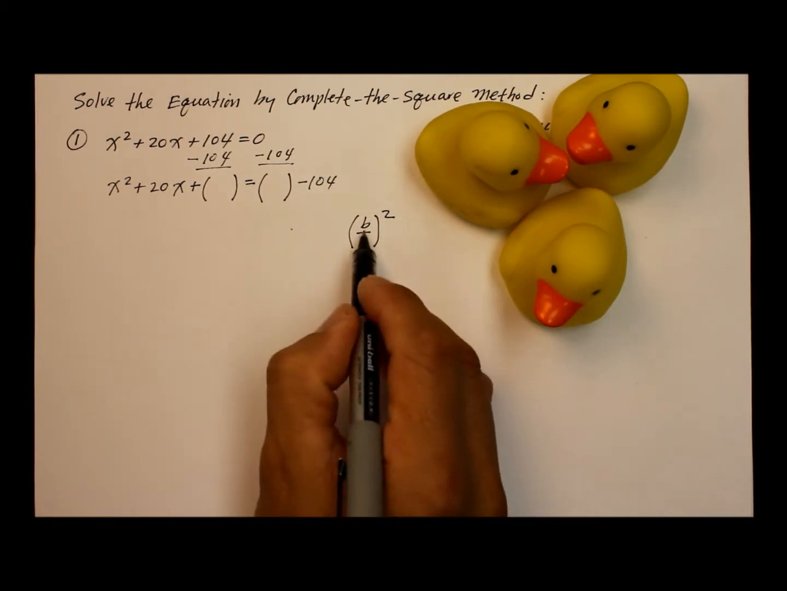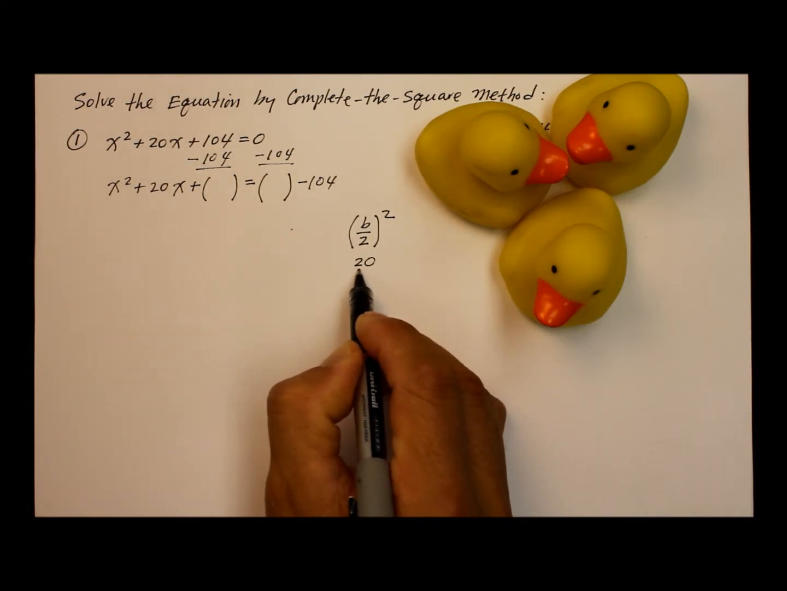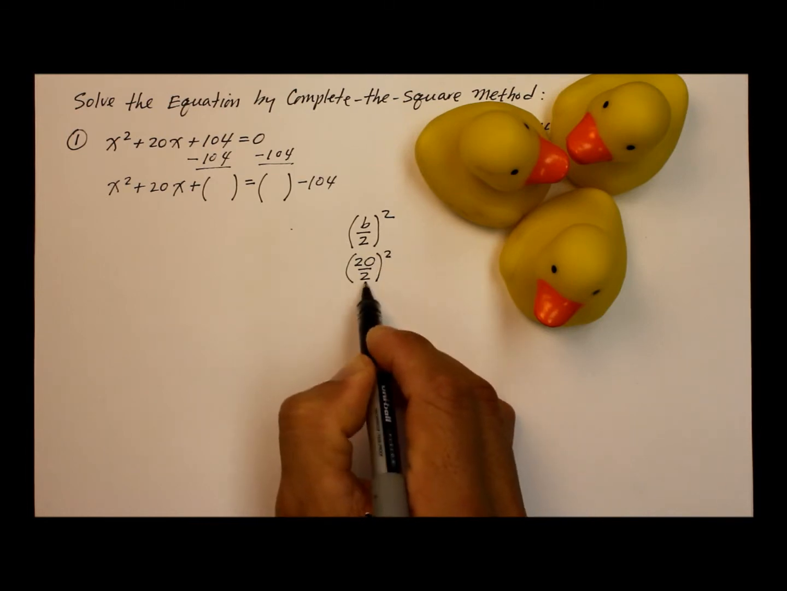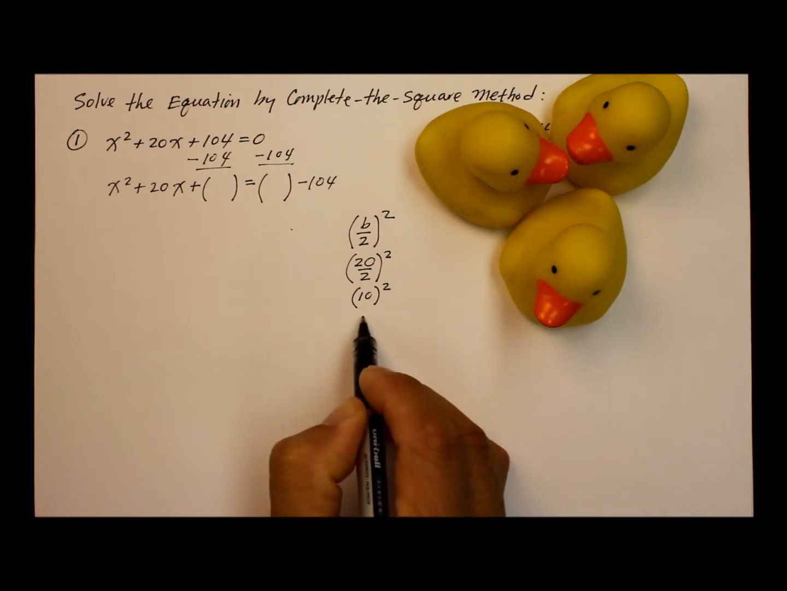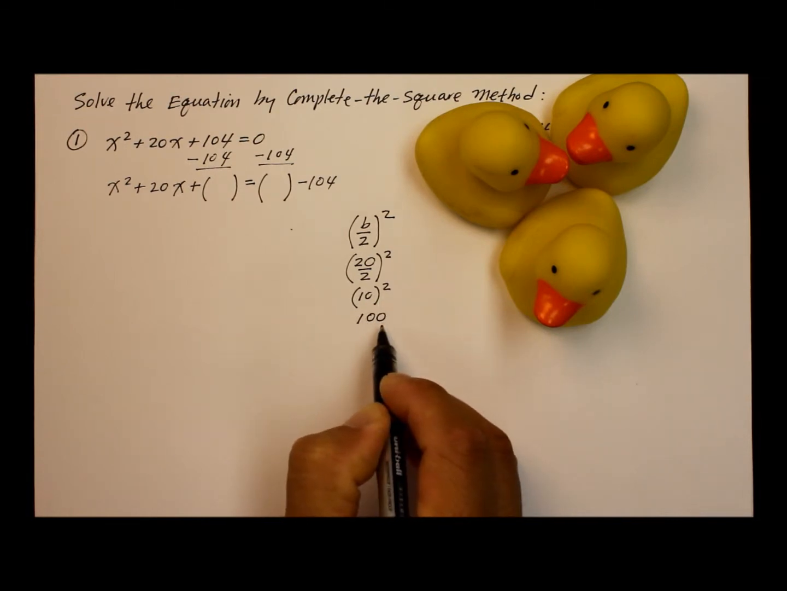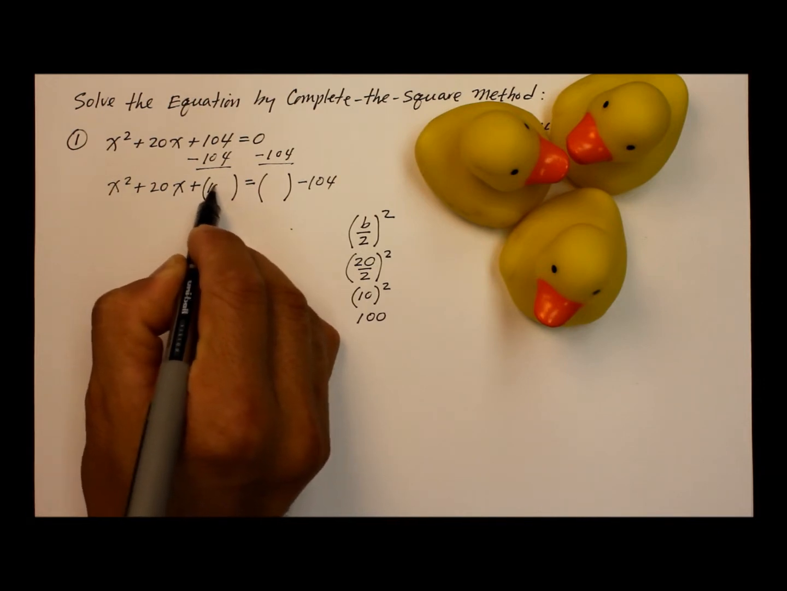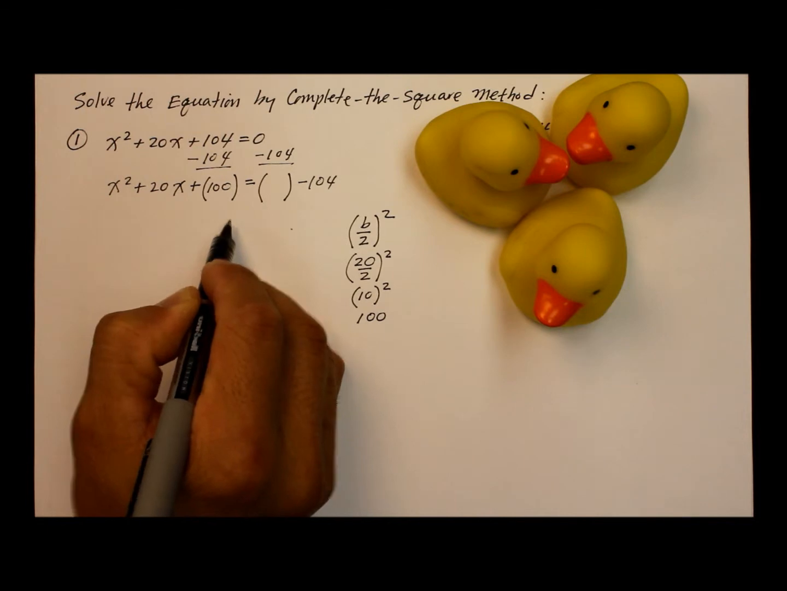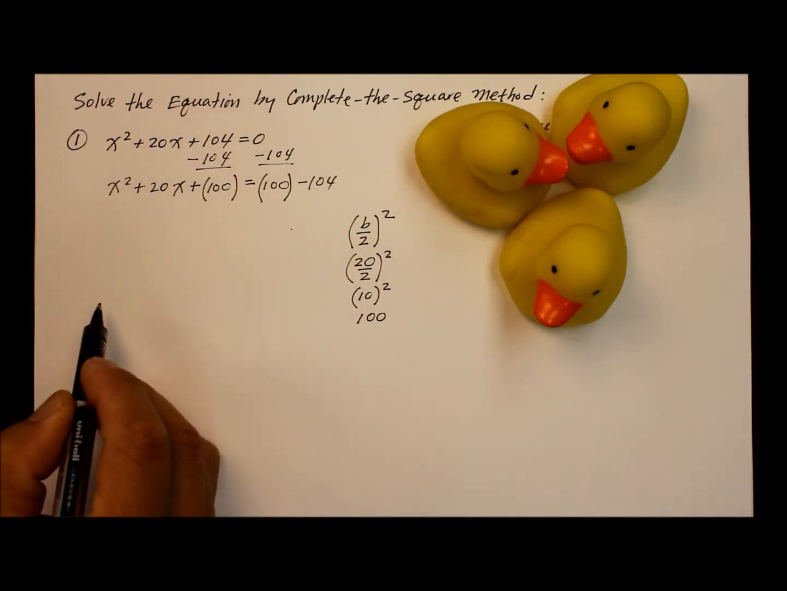So in this case, the b is 20. So you're going to go 20 divided by 2, and you square it. Well, 20 divided by 2 is 10. And if you square that, it's simply 100. And that is what's going to go into the c. You're forcing it to become a perfect square so you could factor. But whatever you do on the left side, you do on the right side as well.